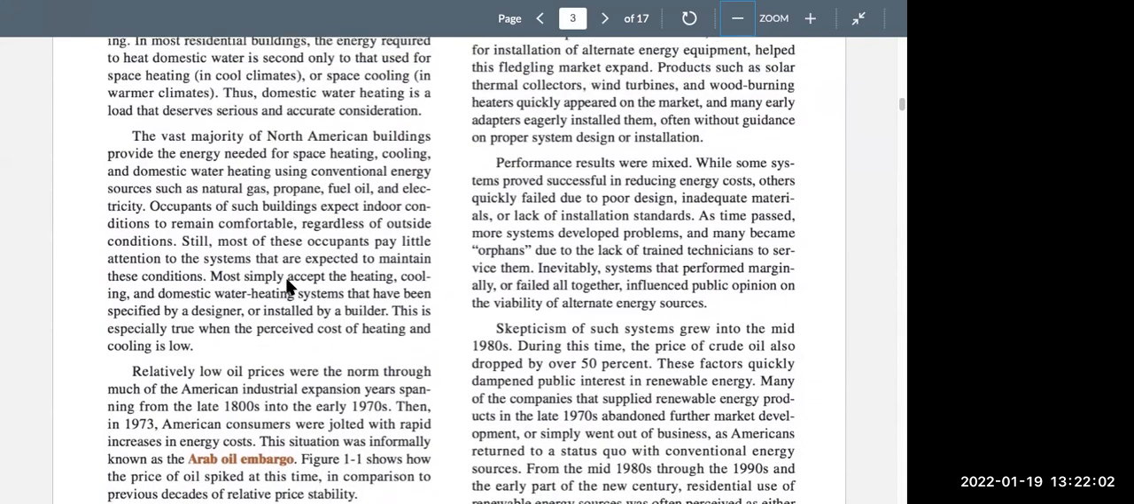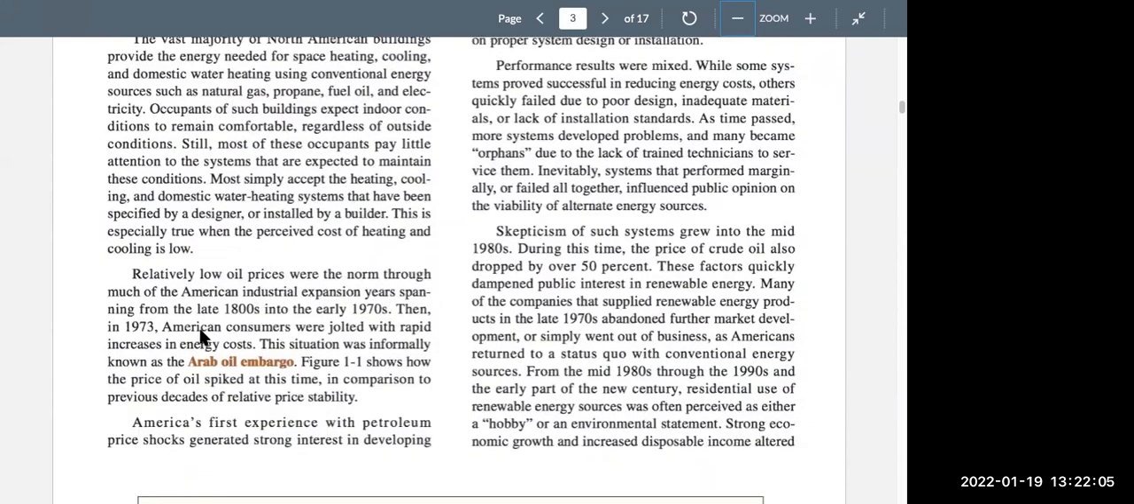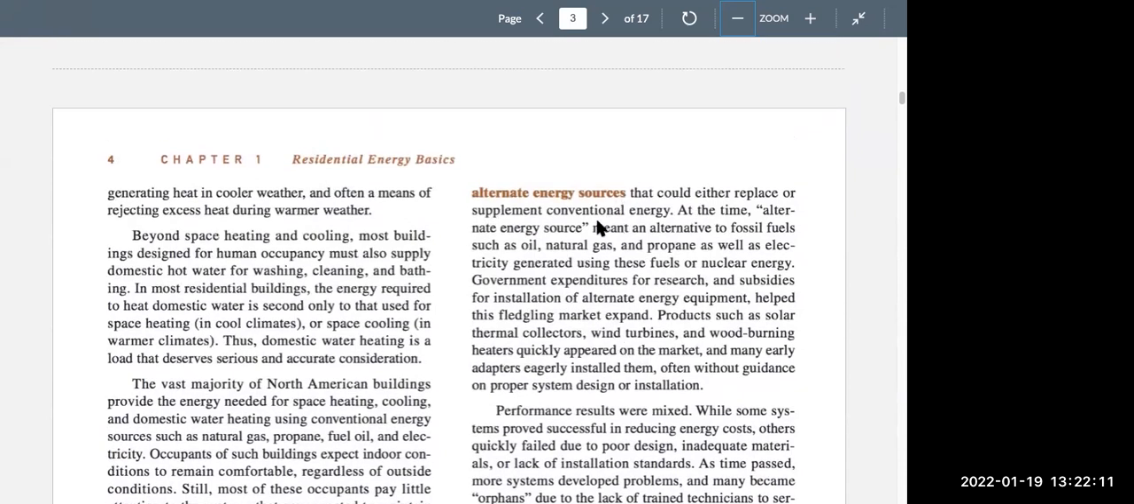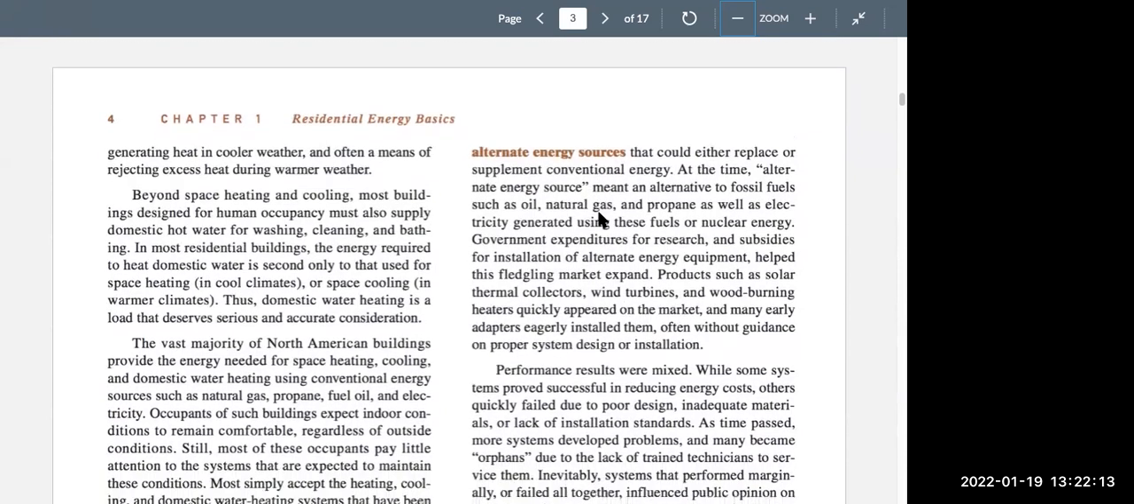So you're going to read through here about the oil embargo and the shock of that. That isn't very important to this lesson here.